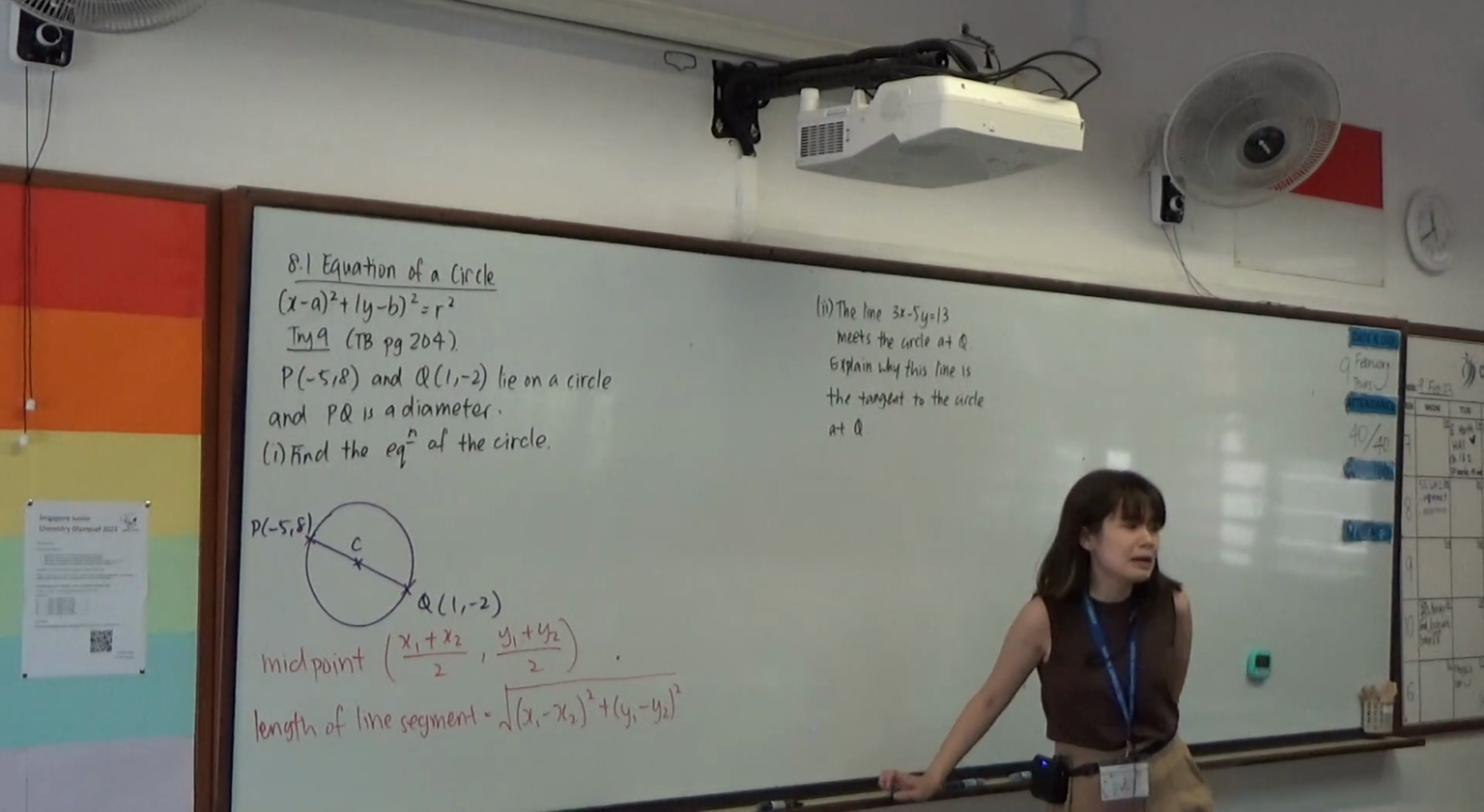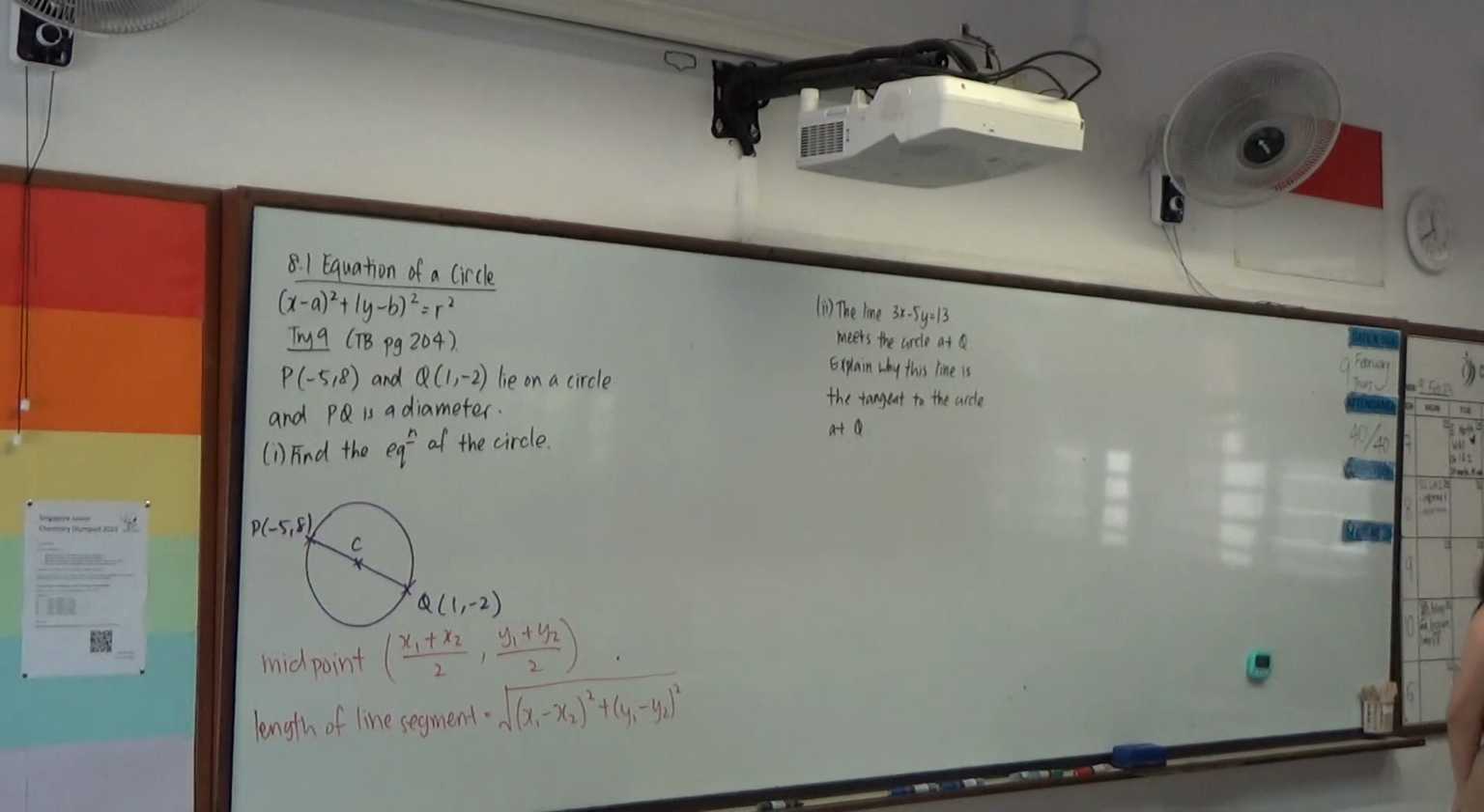Your radius will come out to be a third. Alright? So leave it exact because in your equation of a circle, eventually it will be r squared. So it should be a nice integer. It shouldn't be a decimal.